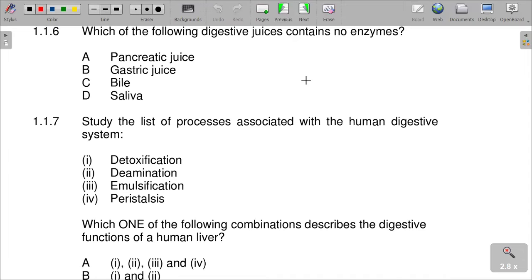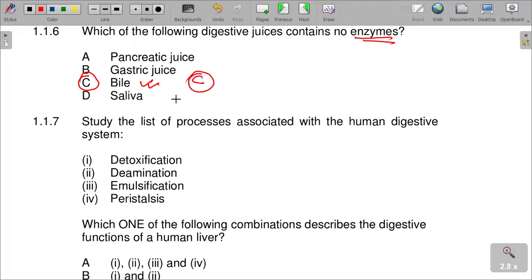Which of the following digestive juices contains no enzyme? I'm sure you remember enzymes are catalysts. They speed up the rate of reaction. So in this case, which digestive juice does not contain enzymes? I'm sure you can agree together that it is bile.